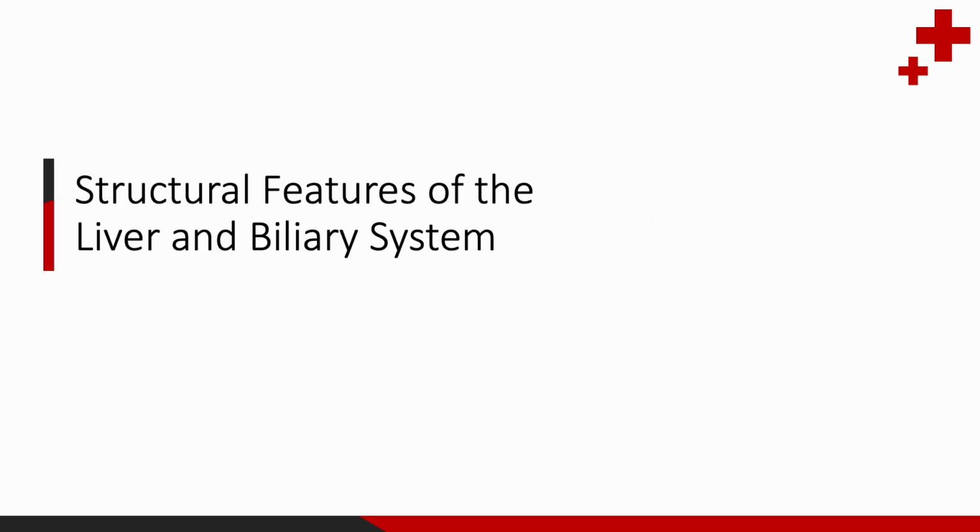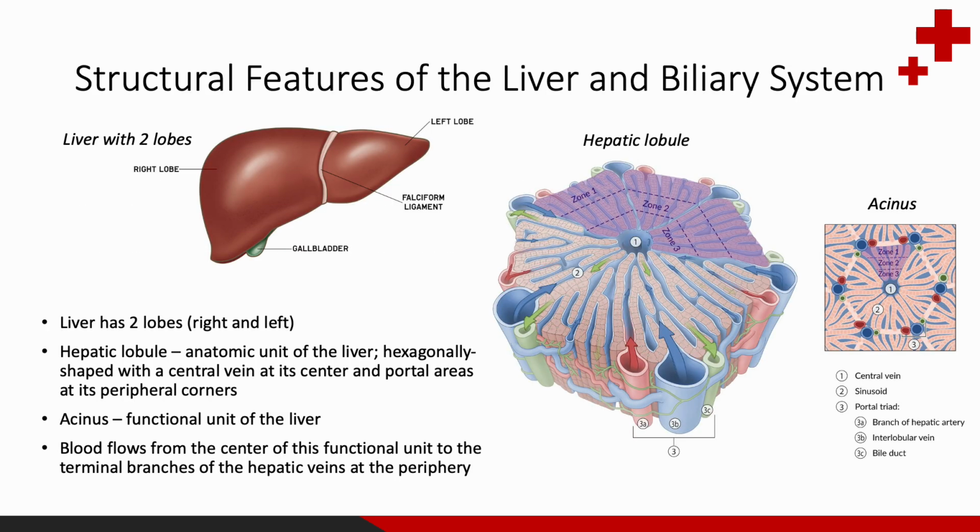We first discuss the structural features of both the liver and the biliary system. For review, the liver has two lobes, the right and the left. Each lobe is made up of thousands of hexagonally shaped lobules, as shown in the image. These lobules are very small, and are based on the physical organization of structures within the liver, with a central vein at its center and portal areas at its peripheral corners.